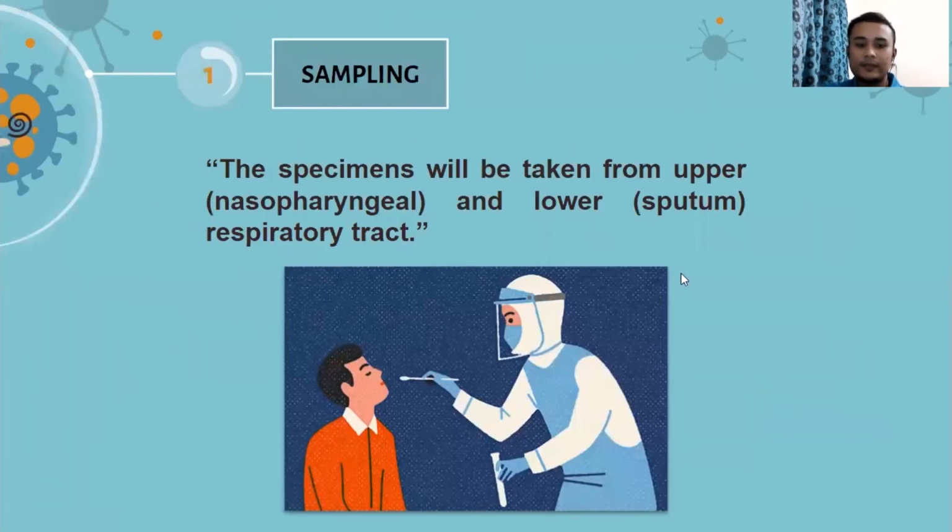Okay, the first step is sampling. Sampling will involve the swab technique. The specimen will be taken from the upper respiratory tract, which is nasopharyngeal, and the lower respiratory tract, which is bottom.